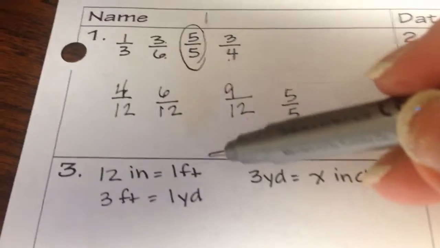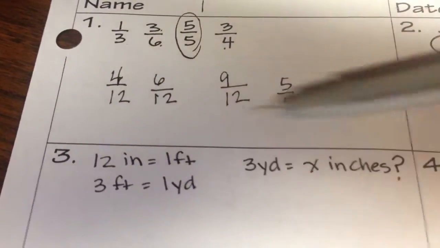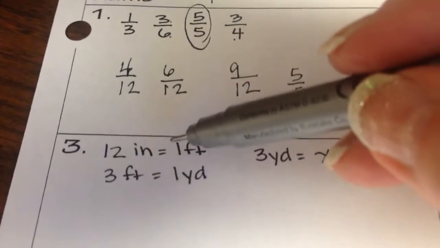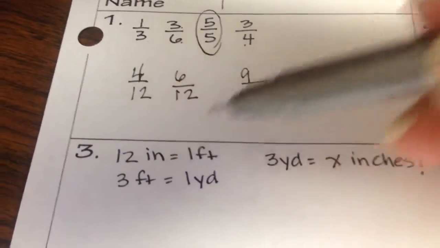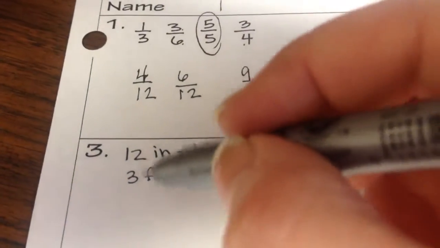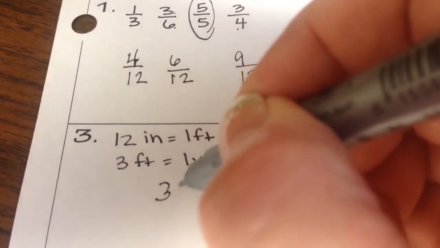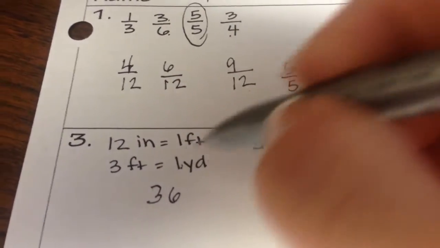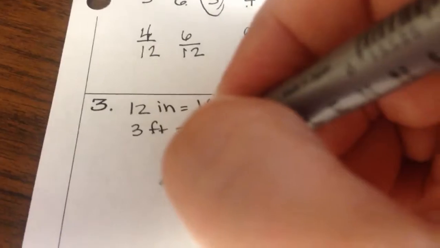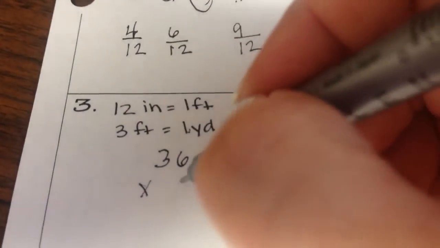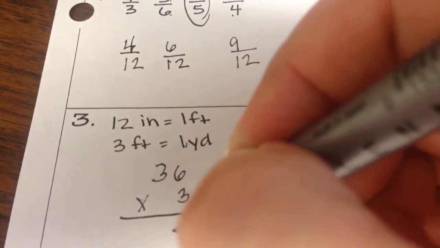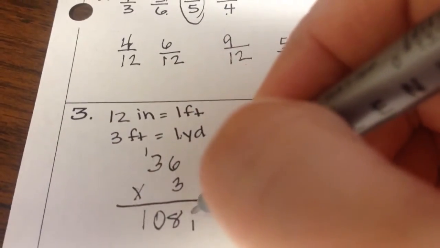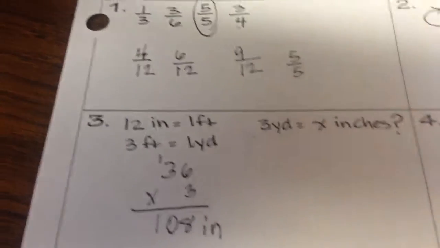All right, now this one's a little bit tricky. It says that 12 inches equals a foot, 3 feet equal a yard, so 3 yards equals how many inches? Okay, first of all, if there are 3 feet in a yard, let's figure out how many inches are in a yard. So 3 times 12 would be 36. So there are 36 inches in a yard. Now we want to know 3 yards. So we're going to take 3 times 36, right? Because we have 3 36s. So let's do that. We get 18, 9 plus 1, 108 inches in 3 yards.